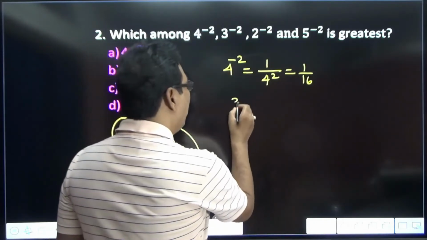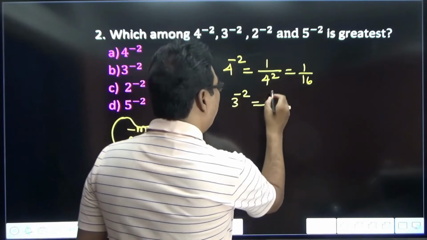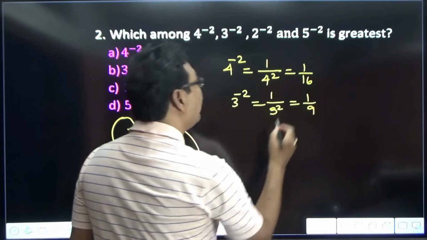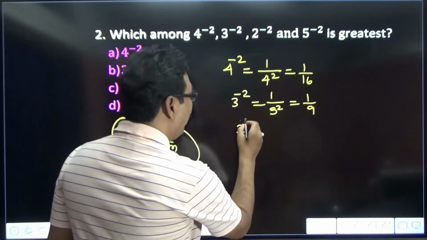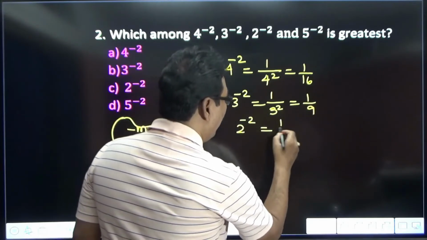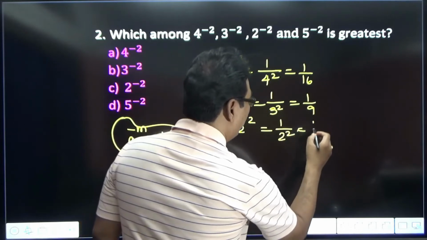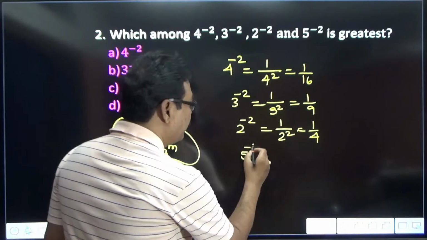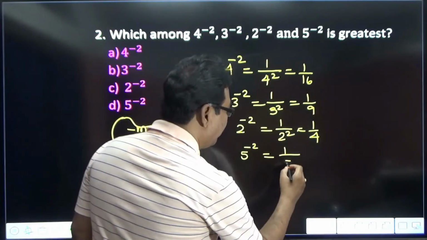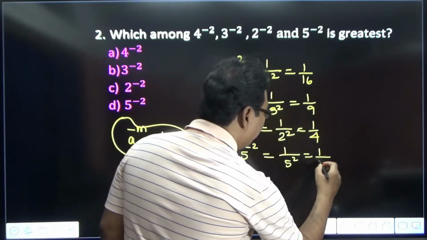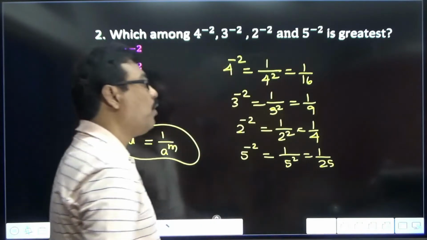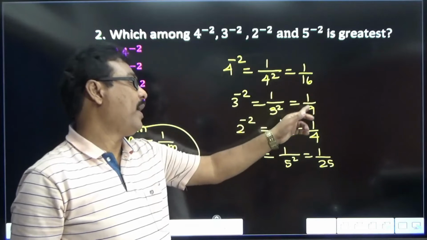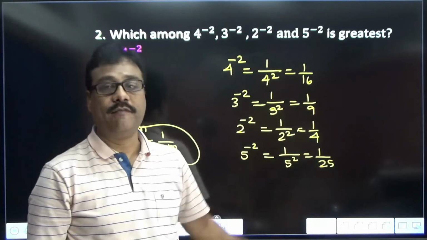3 to the power minus 2, that is 1 by 3 square, and that can be written as 1 by 9. And finally, 2 to the power minus 2, that is equal to 1 by 2 square, which is equal to 1 by 4. Sorry, one more is there. 5 to the power minus 2 can be written as 1 by 5 square, and that is 1 by 25. See, we have got 4 numbers now. We have 1 by 16, 1 by 9, 1 by 4, 1 by 25.